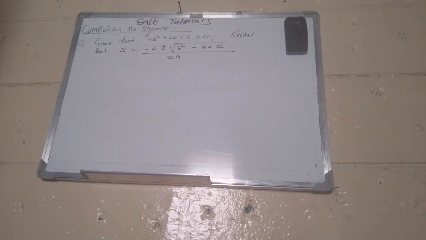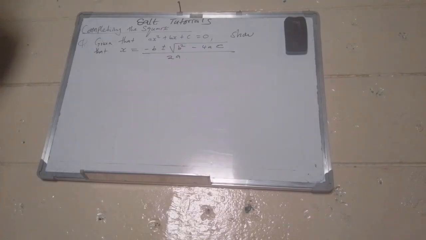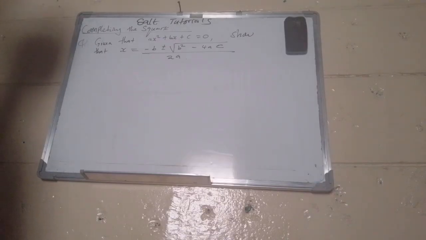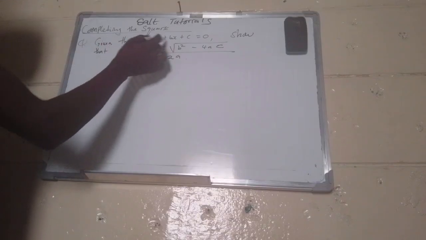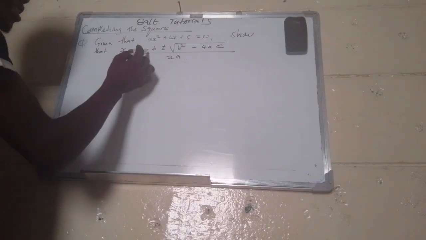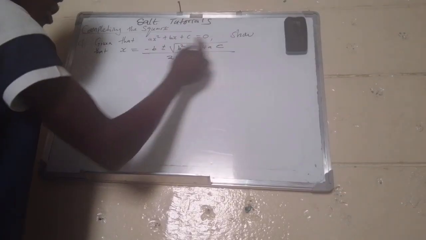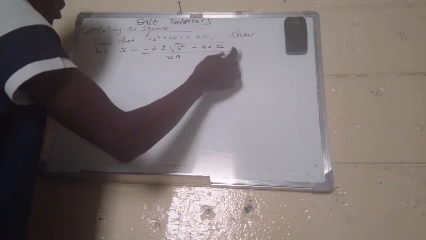We want to look at the completing the square method under quadratic equations. But first, we're going to derive the quadratic formula. For example, there can be a question in this format: given that a quadratic equation is ax squared plus bx plus c equal to 0, we want to show that the x which we can find is given as negative b plus or minus the square root of b squared minus 4ac over 2a. How do we show that?